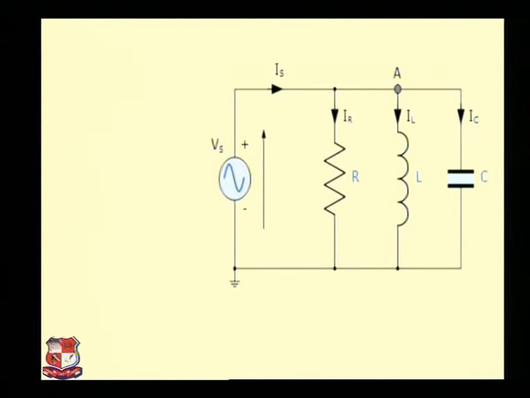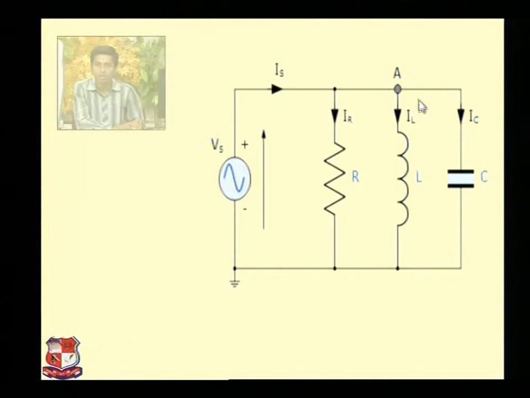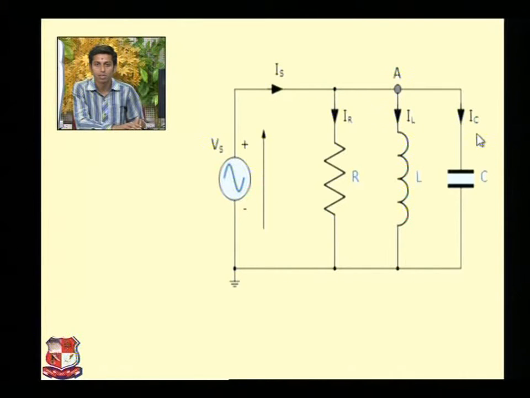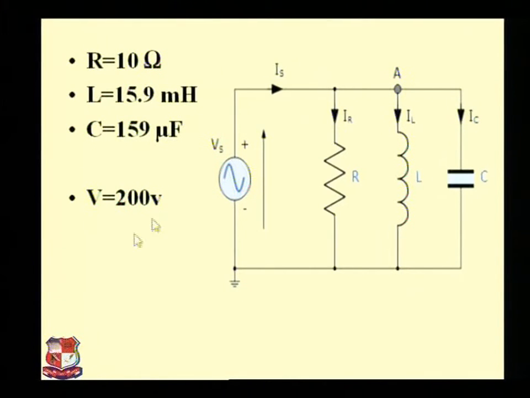So let's see in the figure. Here the total supply current is Is. Now the current flowing through the resistor is IR, the current flowing through the inductor is IL and the current flowing through the capacitor is IC. Data is given. The value of resistor is 10 ohm, inductor is 15.9 millihenry, capacitor is 159 microfarad, voltage is 200 volt and frequency of the supply is 50 Hz. Now we have to calculate the value of current.